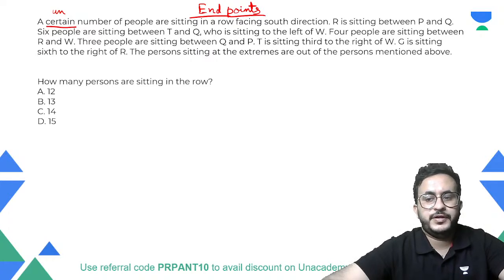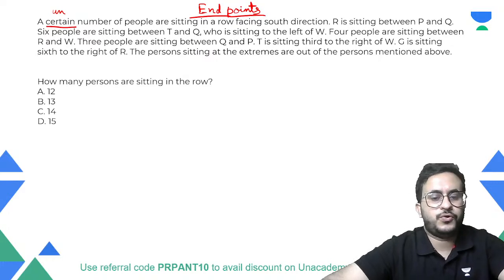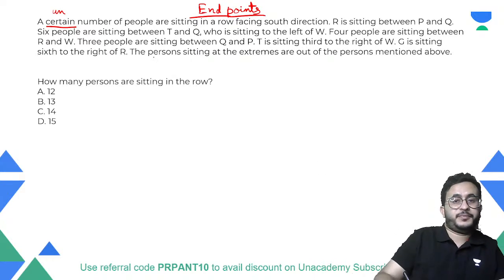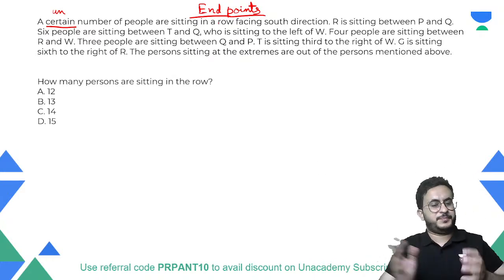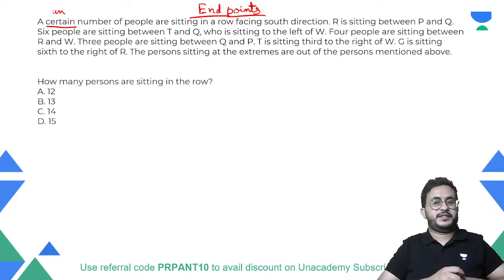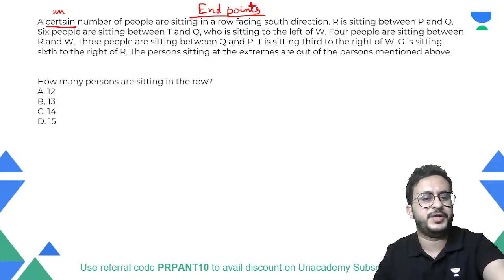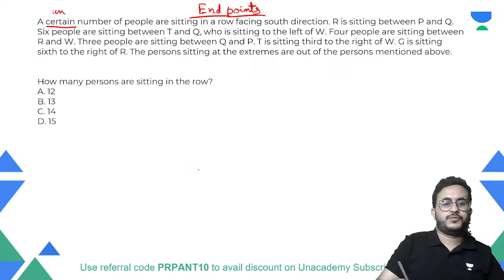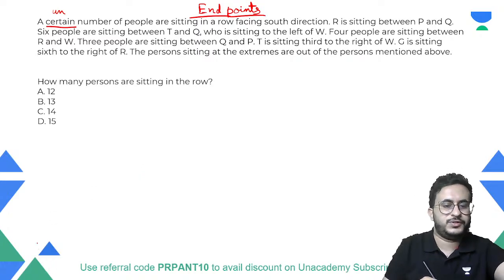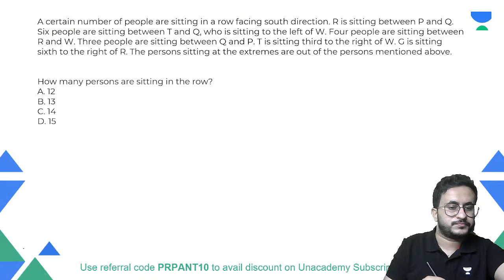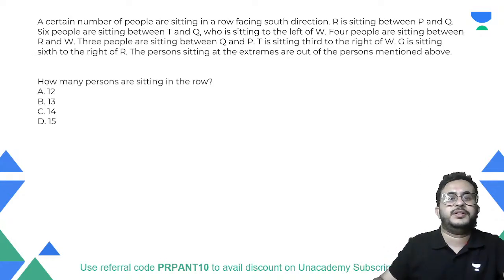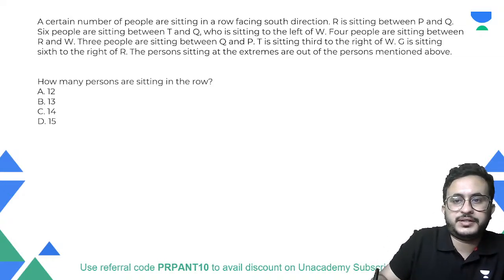So in this, we try to find out the people at the end position. If you cannot find the people at the end, that's fine. But if you can find that this person is at fourth position from the end or something like that, then it also works. So what we will do in this case is let us find out. Let us start with the things that tell something about where R is sitting.